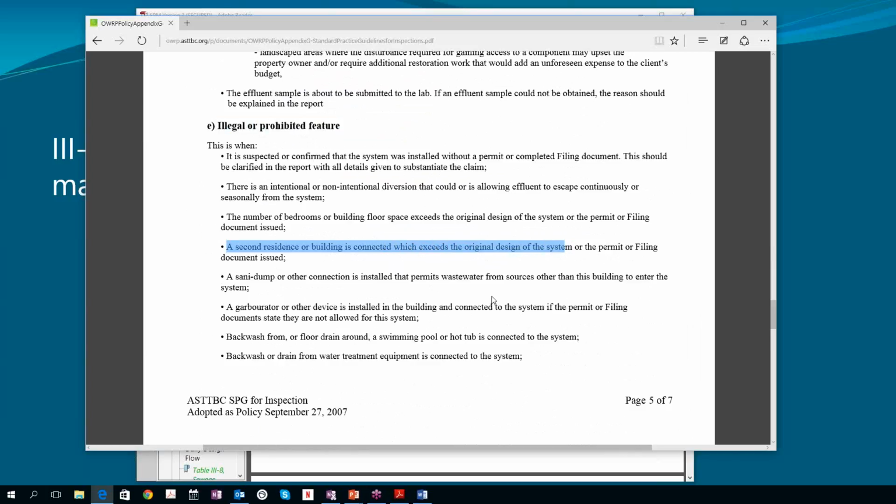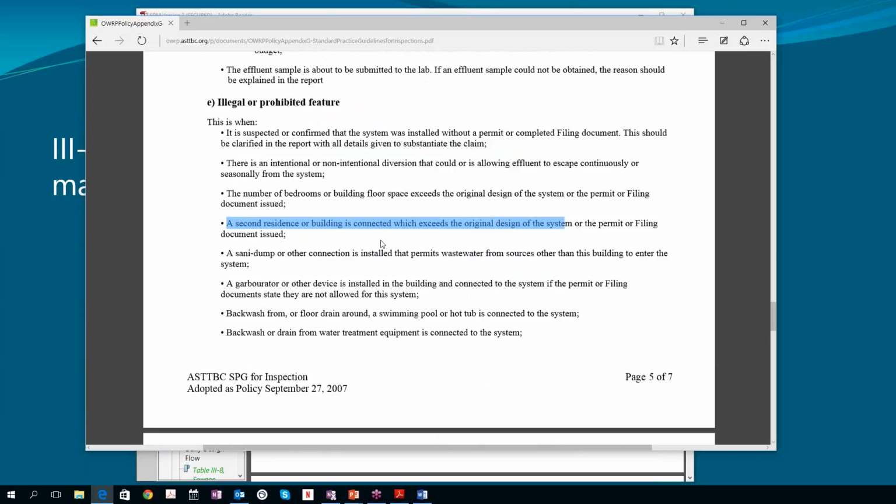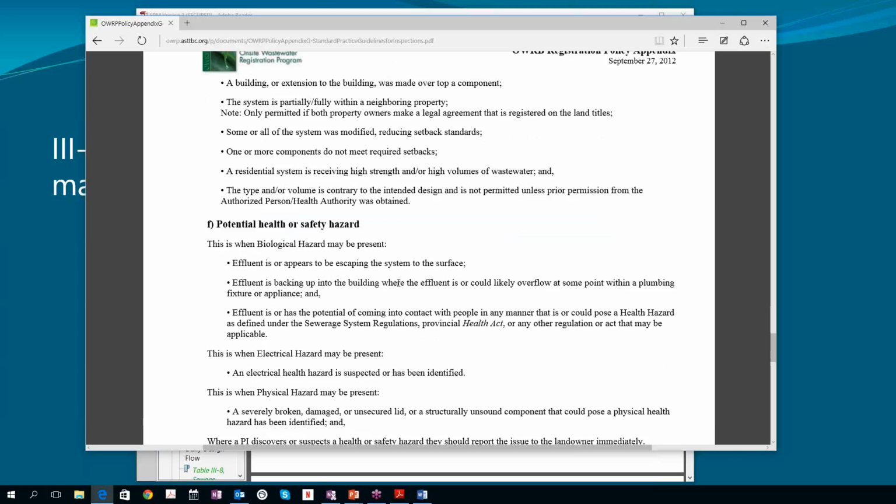It doesn't actually mean that they necessarily have to do anything about it. If there's a health risk, that's a different story. So I suppose my example of the pipe leading to the creek would be that. In that case, we'd have to report the health risk. But if they have hooked up a second residence and that then exceeds the original design flow, all we're doing is reporting it, unless there's a risk of health hazard.